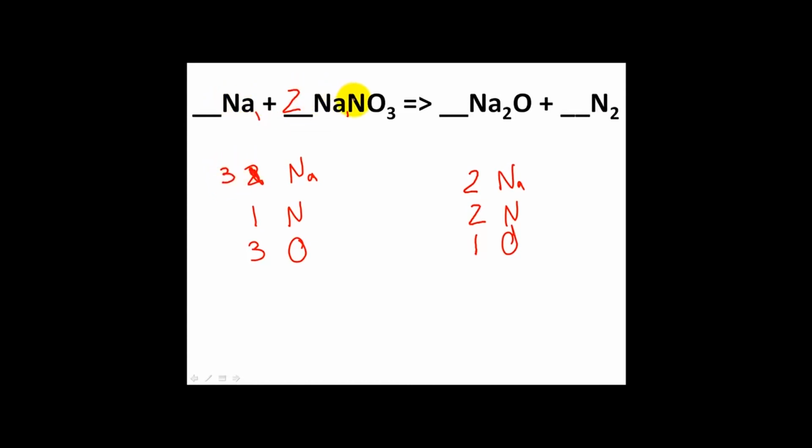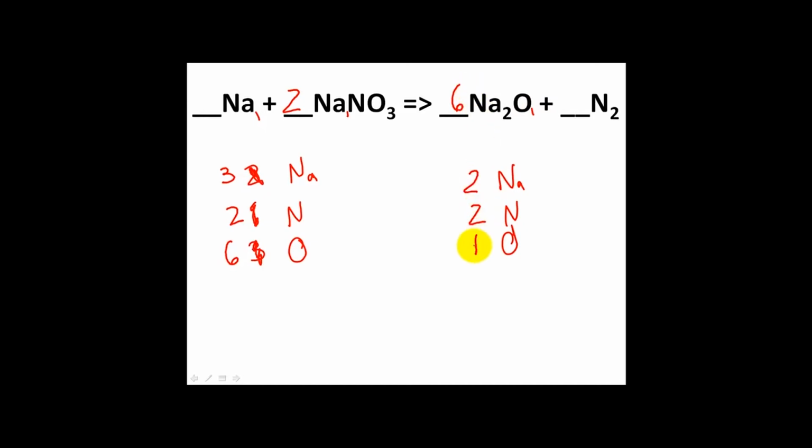Okay, 2 times 1 N gives me 2 nitrogens, and 2 times 3 gives me 6 oxygens. Okay, so we've dealt with nitrogen now. Now let's deal with oxygen. I have 2 times 3, which gives me 6 oxygens, as we see over here. And right now I have 1 oxygen right there. So I need to make that a 6. 6 times 1 gives me 6 oxygens.